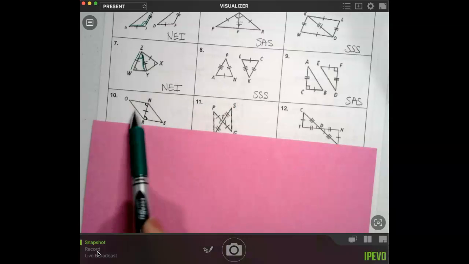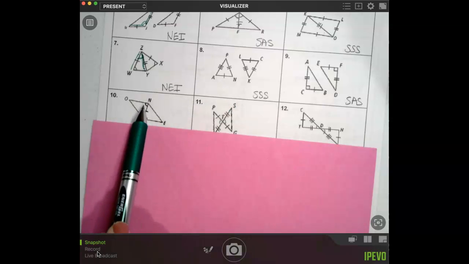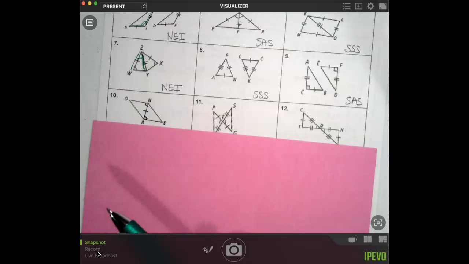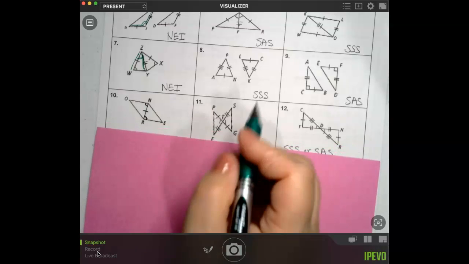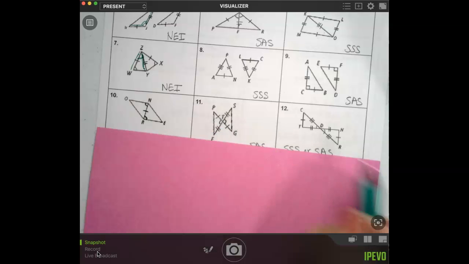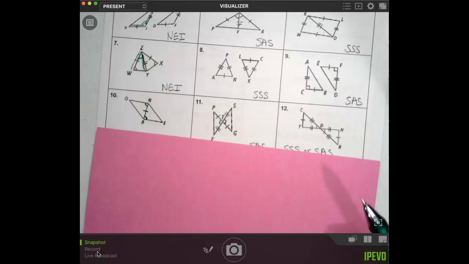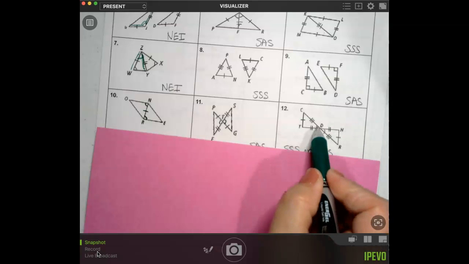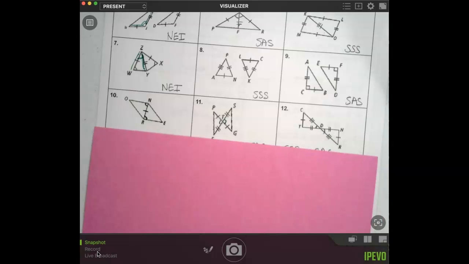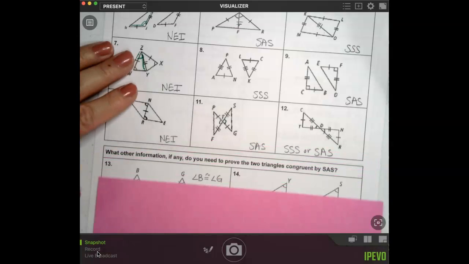If you focus on one triangle like this one, I have a side and an angle. I need another piece of information, so not enough. On 11, we can mark vertical angles, which gives me side, angle in the right spot, side. And on 12, you have side, side, side as is. You could mark your vertical angles and do side, angle, side.